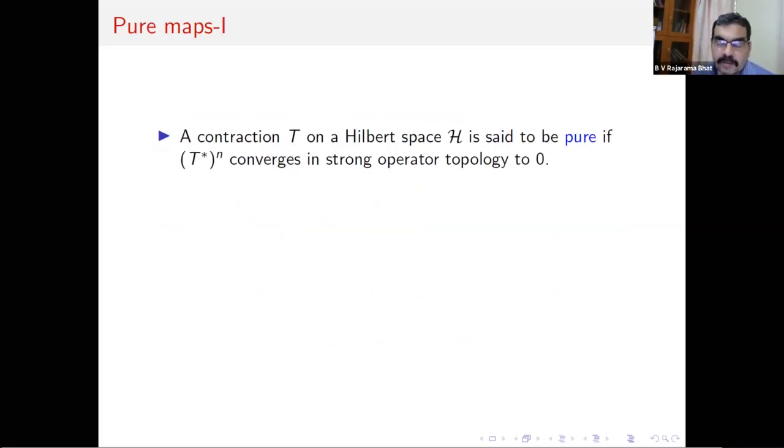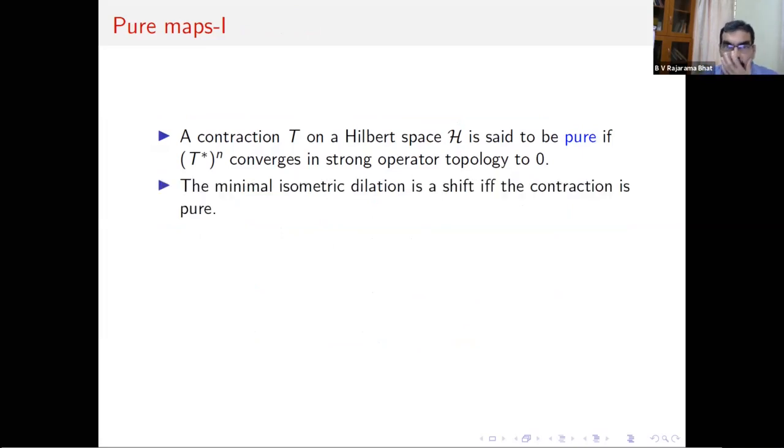Okay, when you look at the dilation, you dilate the contraction to an isometry that breaks up into two parts, the unitary part and the pure part. You want to know when the unitary part doesn't exist. Okay, the unitary part is not there, only the pure part, the shift part, is there. So that happens if the contraction is pure. That is, T star to the power n converges in strong operator topology to 0. Okay, this is the usual Nagy dilation thing.